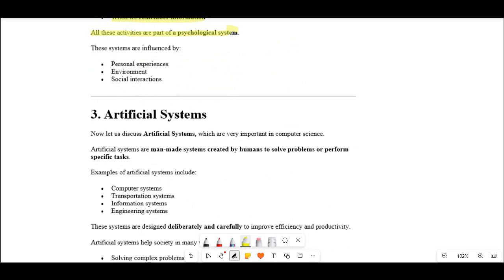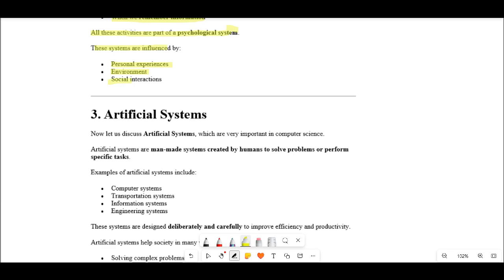The psychological system varies due to some factors, and these systems are influenced by personal experiences, the environment of the person and the social interaction of the person.